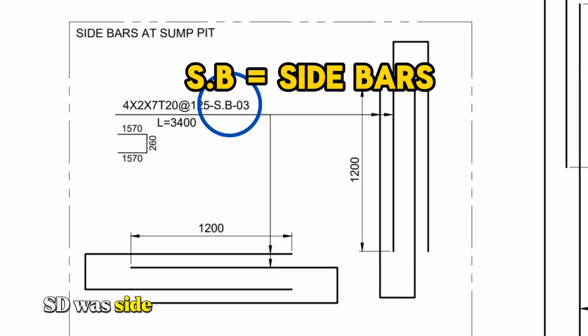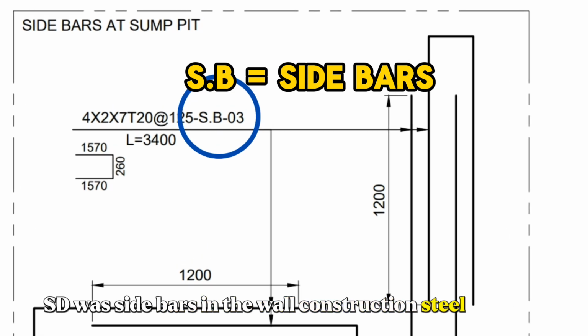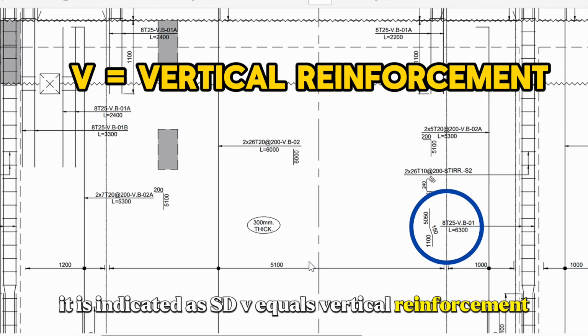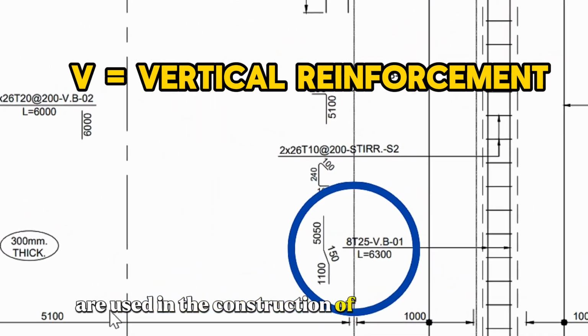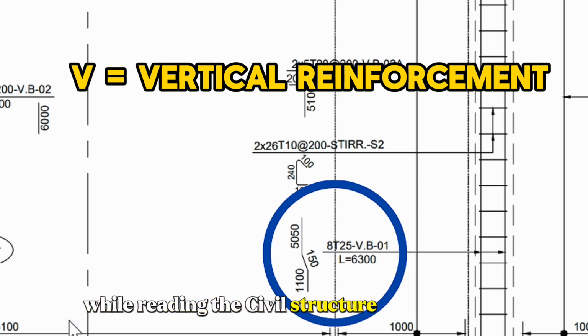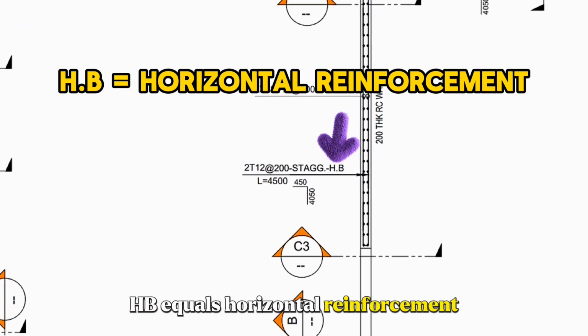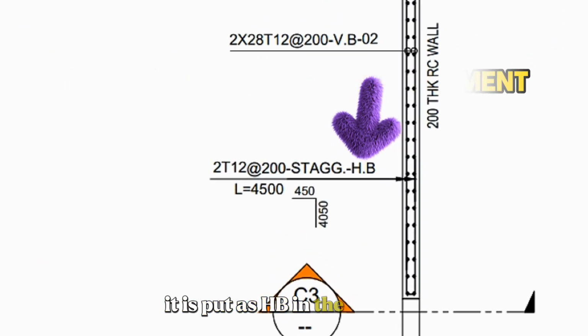SD, sidebars. In the wall construction steel drawing, it is indicated as SD. V equals vertical reinforcement. Vertical bars are used in the construction of columns or walls. While reading the civil structure steel drawing, we will find V indicated. HB equals horizontal reinforcement. It is put as HB in the drawing.